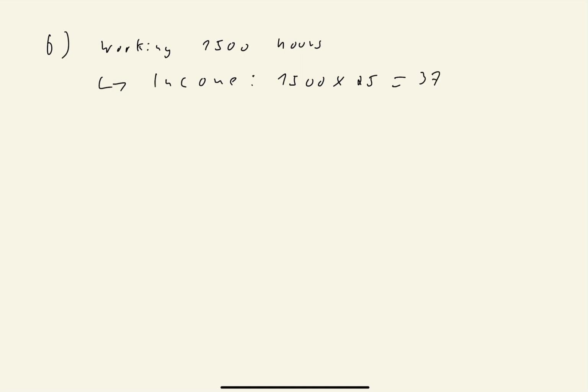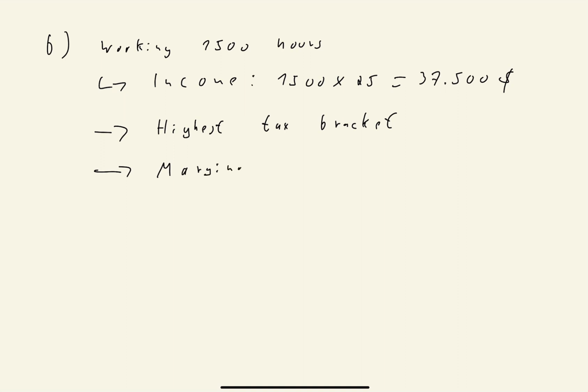So if you would work 1,500 hours, your gross income would be 1,500 times 25, which is equal to $37,500. So you are in the highest tax bracket. So let me put it down there. Your marginal tax rate is 30%, because your gross income is above 30,000.